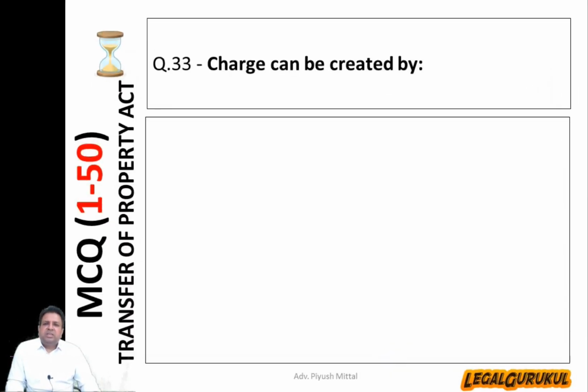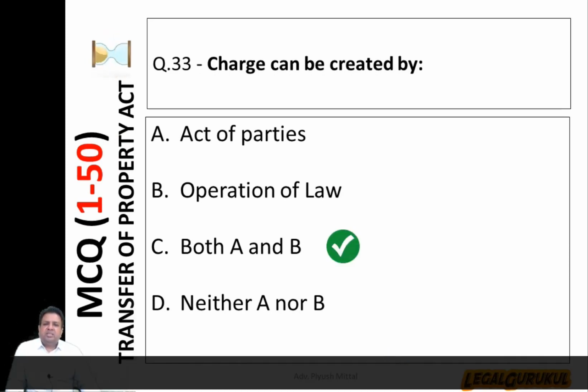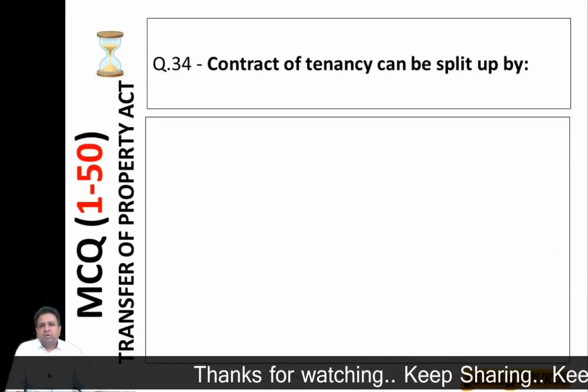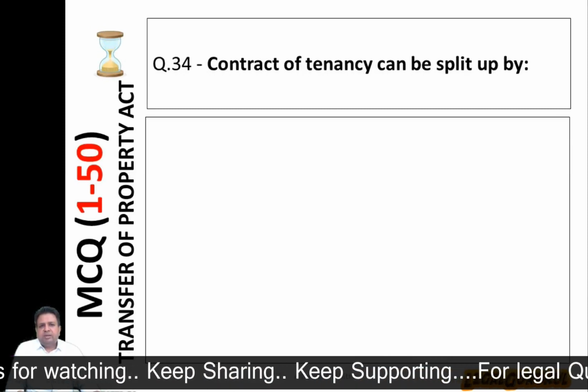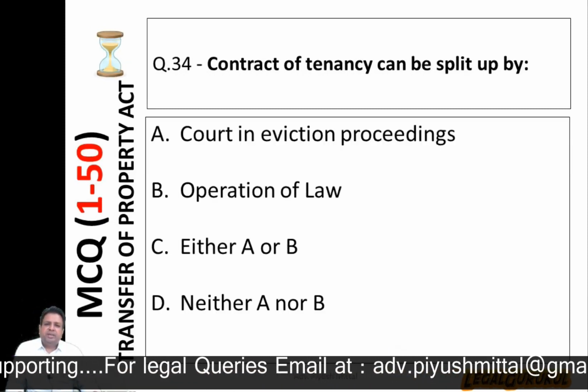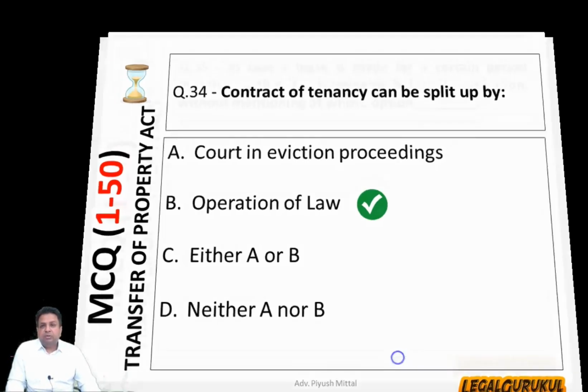Question number 33. Charge can be created by A, act of parties, B, operation of law, C, both A and B, D, neither A nor B. And the correct answer is both A and B. Question number 34. Contract of tenancy can be split up by A, court in eviction proceedings, B, operation of law, C, either A or B, D, neither A nor B. And the correct answer is B, operation of law.